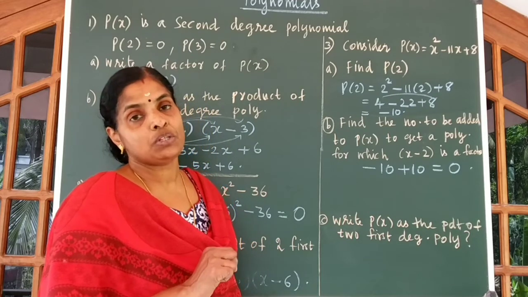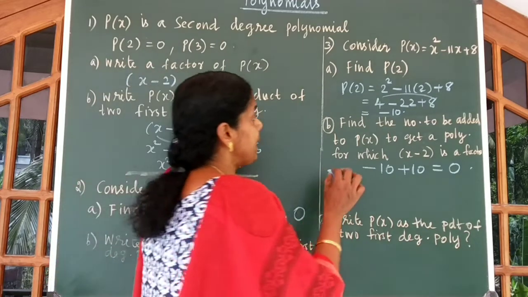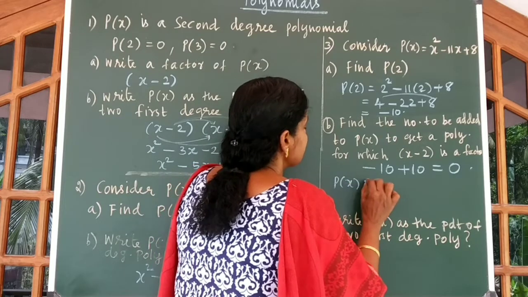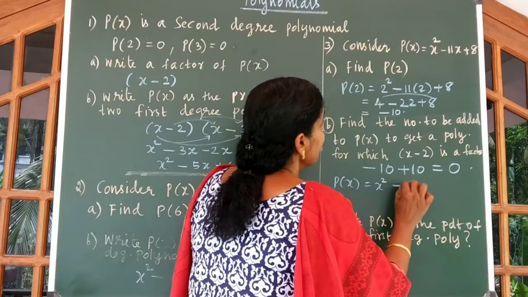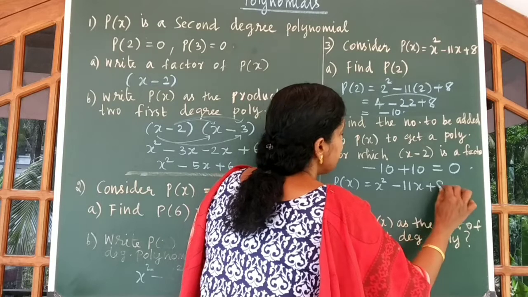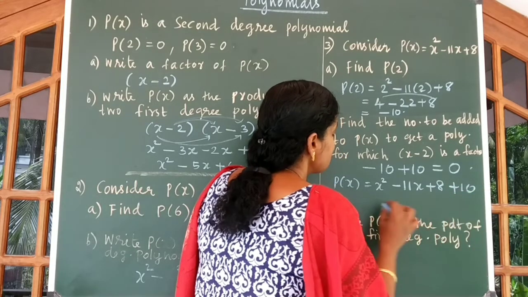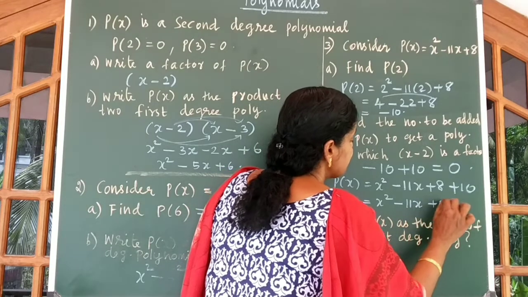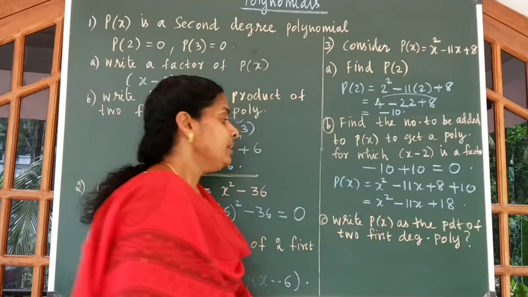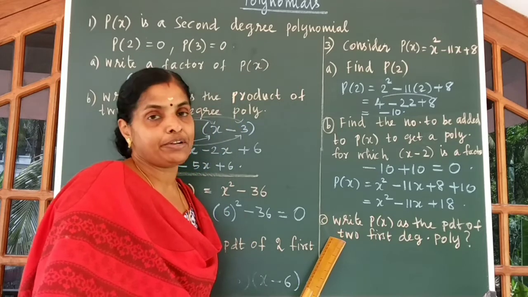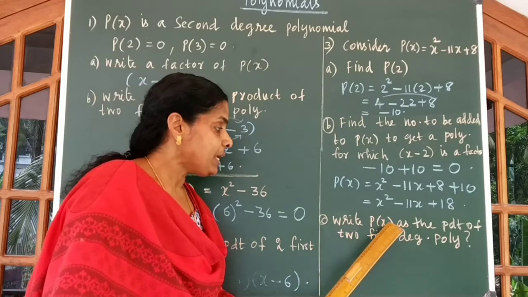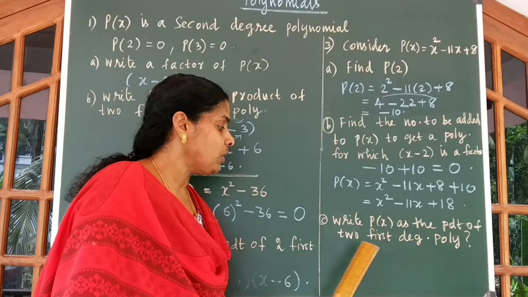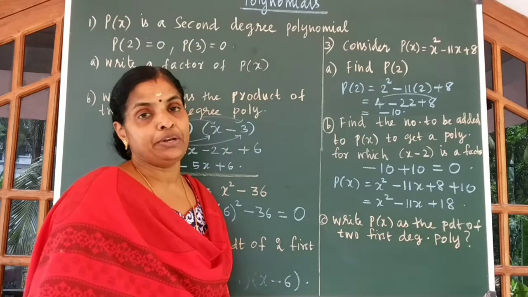So what happens to the polynomial, children? You get P of x is equal to x square minus 11x plus 8 plus 10. So the polynomial is x square minus 11x plus 18. Now look at the third part of the question. Write P of x as the product of two first degree polynomials.